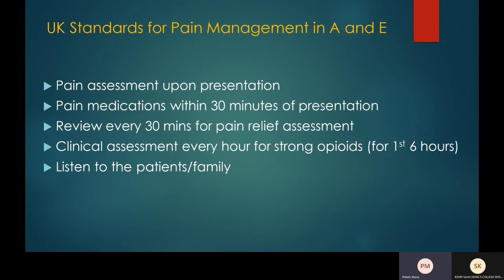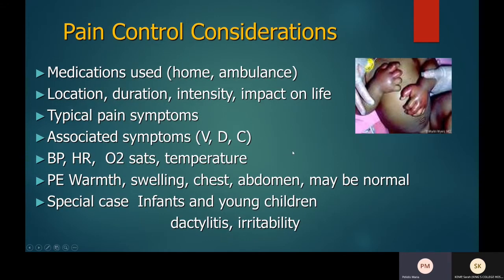And it is important to listen to the patients and the family, since they are the most aware of their condition and how it responds to medications. Now, when patients attend the hospital for pain, it's important to consider the following things: what medications they have used already, both at home and what they have received in the ambulance, the location, how long they have had the pain, the intensity of the pain, and the impact on their life.